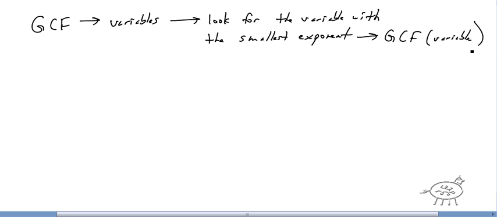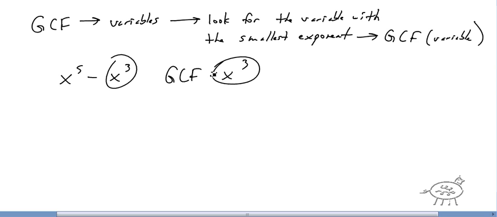So this is the deal. Let me give you an example. If I had x to the fifth minus x cubed. Okay, I look for the variable with the smallest exponent. Well, it's got to be this one right here. So my greatest common factor for the variable is x cubed. It's that simple.